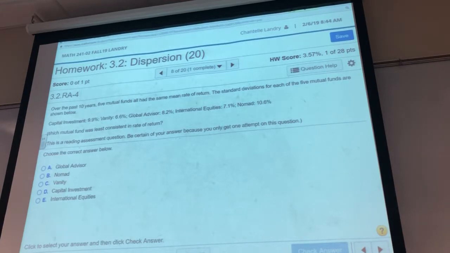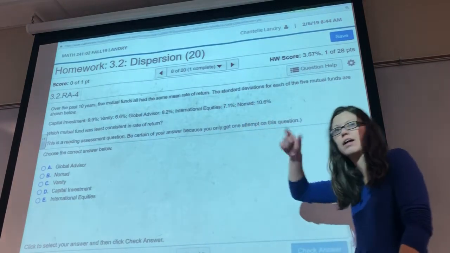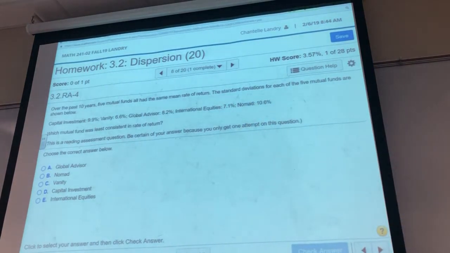The next one is going to be one that's similar. It says, over the past 5 years, 5 mutual funds had the same rate of return, so their average is the same for all of these people. And then they give you the standard deviations for all of them. The standard deviations are in percentages because the actual data values were percentages, and they just keep that same unit of measurement. And then they ask you which mutual fund was least consistent in their rate of return. So let's talk about what that means.